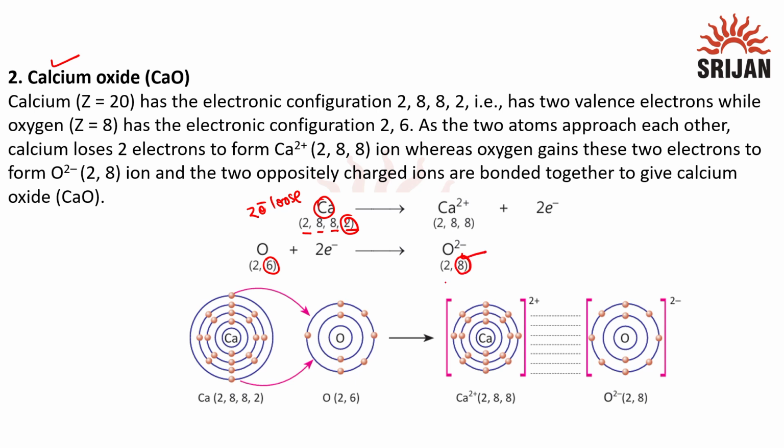So in this, calcium will lose its 2 electrons and give them to oxygen, that will result in the formation of CaO, that is calcium oxide, by the complete transfer of 2 electrons from calcium to oxygen, and the forces of attraction between these two atoms will also be the electrostatic forces of attraction. So this is how calcium oxide is formed.